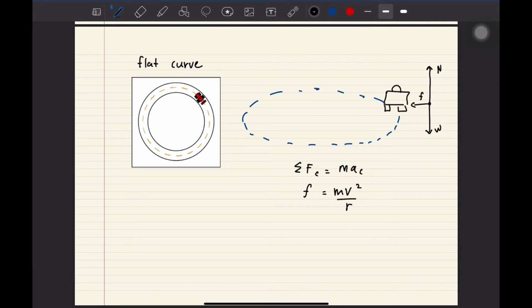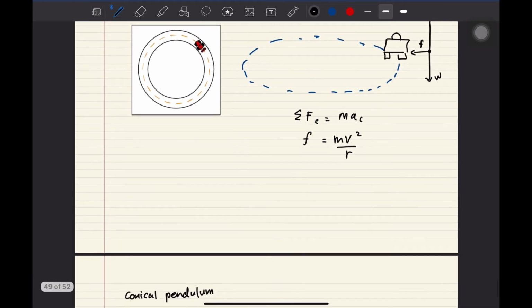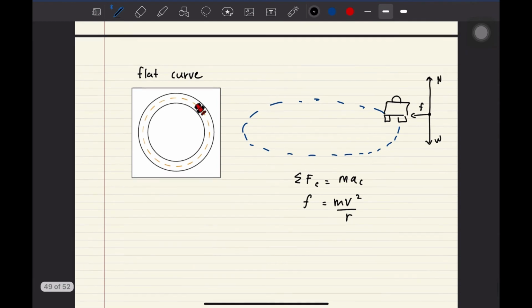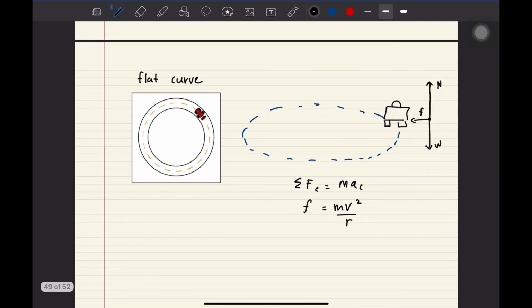Okay, so in this case, since this one is a friction, I can maybe write a little bit more. Mu N equals mv squared over R. And in terms of the y component, it will be equal to 0 because we don't have any acceleration in the y component.